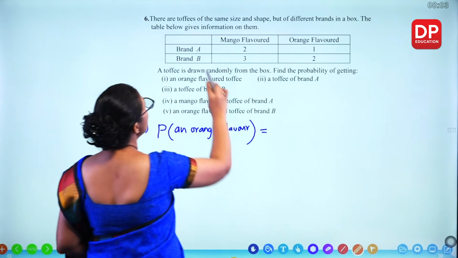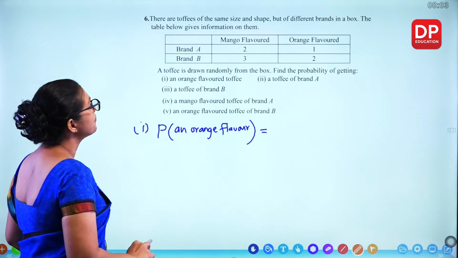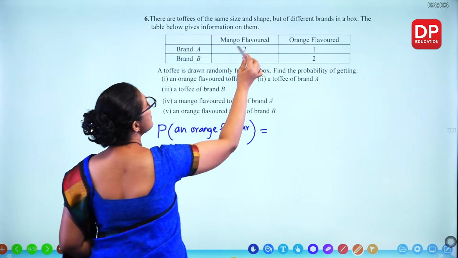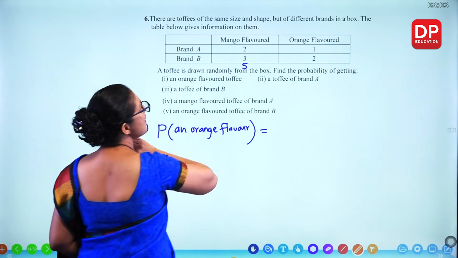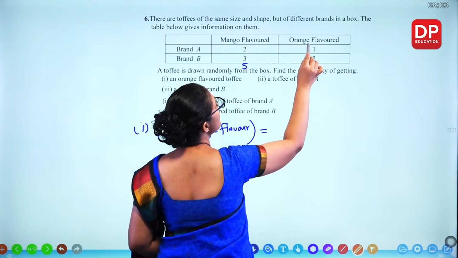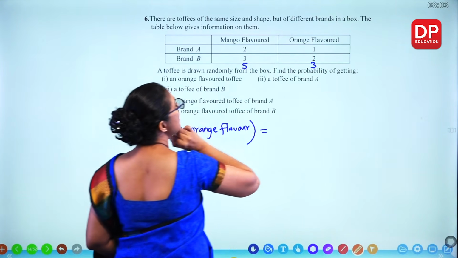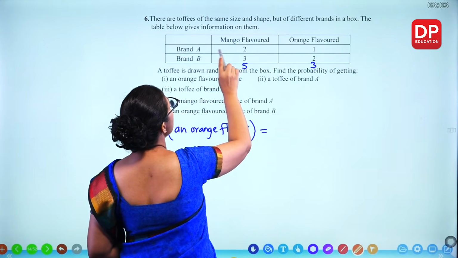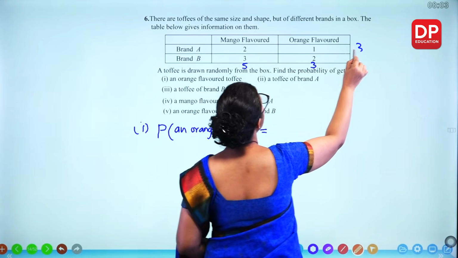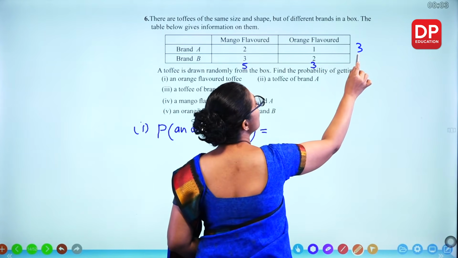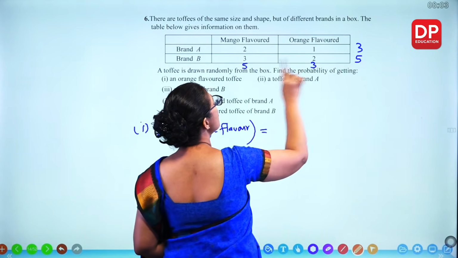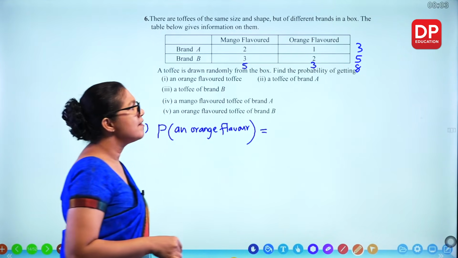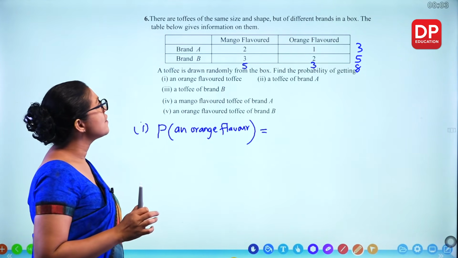All together, when you take this table, what's the total of mango flavored ones? 2 plus 3, you get 5. Orange flavored ones, 1 plus 2, you get 3. This way, brand A, how many toffees have they taken? 2 plus 1, 3. 3 plus 2, 5. And all together, they have taken 3 plus 5, 8. 8 toffees are there.